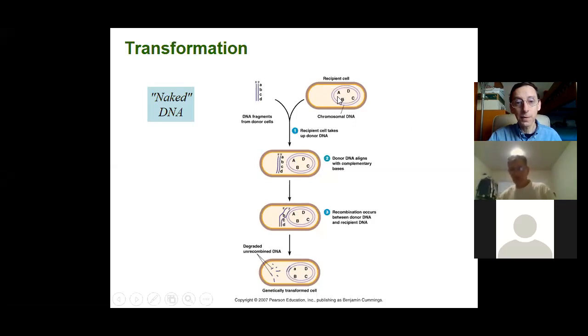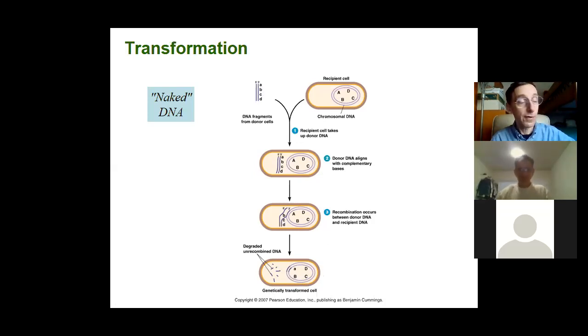And from the DNA we have the lowercase a, and after the transformation, this cell now has the lowercase a. That can give this cell a new phenotype. Like suppose lowercase a codes for antibiotic resistance. This cell now will be resistant to that antibiotic. Any question about that?